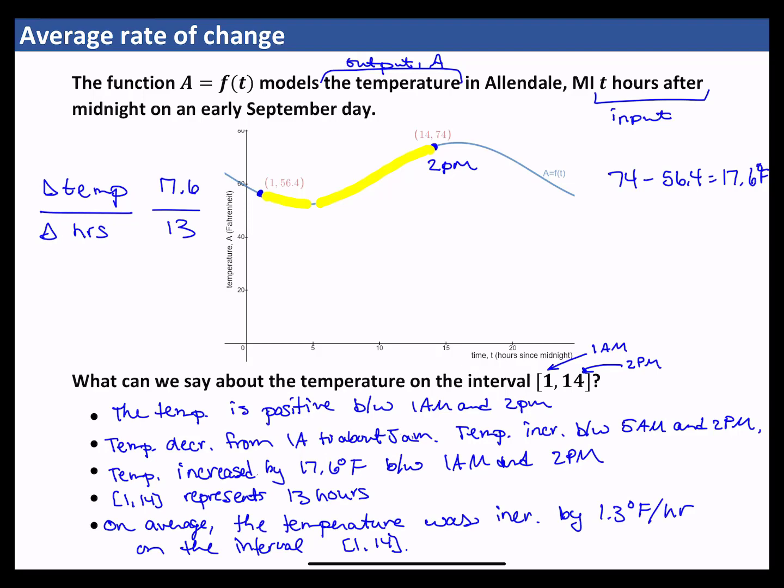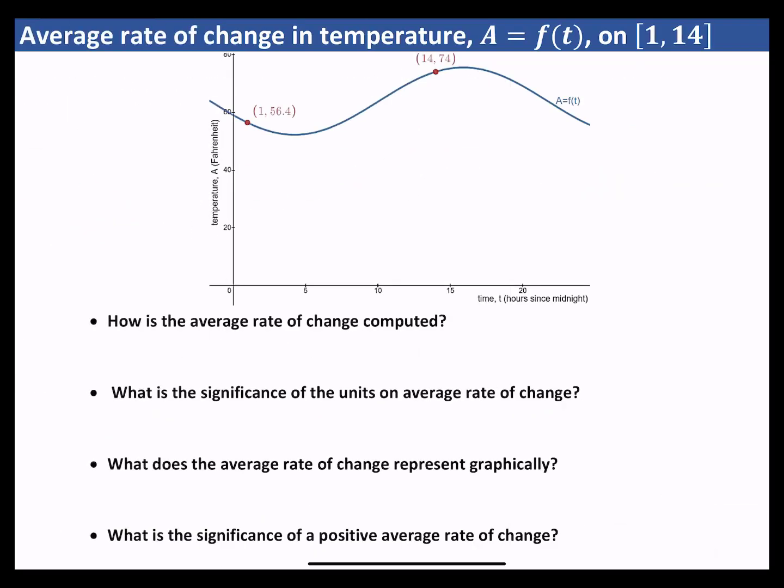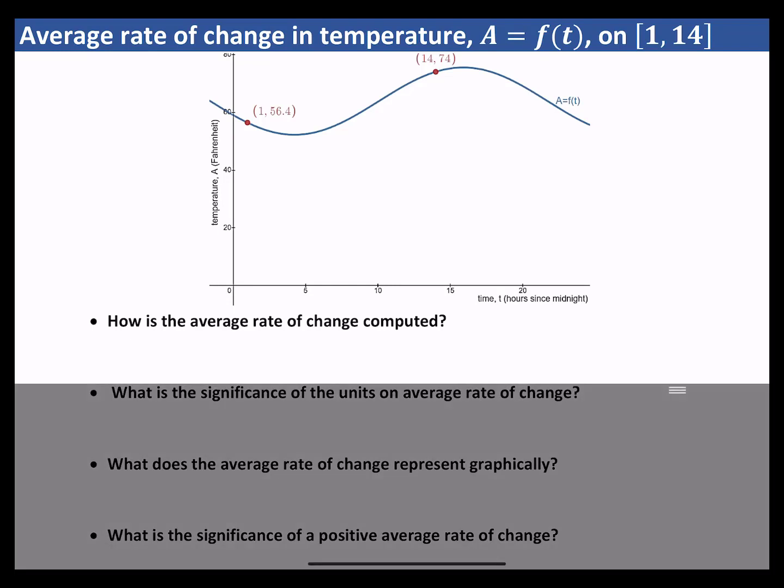Let's explore the average rate of change in this context a little more. So first, how is the average rate of change computed? What did we do? Well, on the previous slide, we calculated the average rate of change by taking the change in temperature and dividing it by the change in time. More generally, we divided the change in output by the change in input.